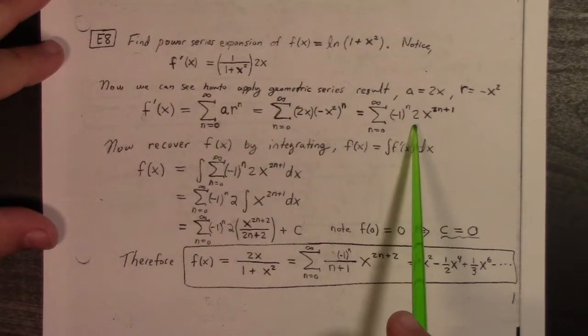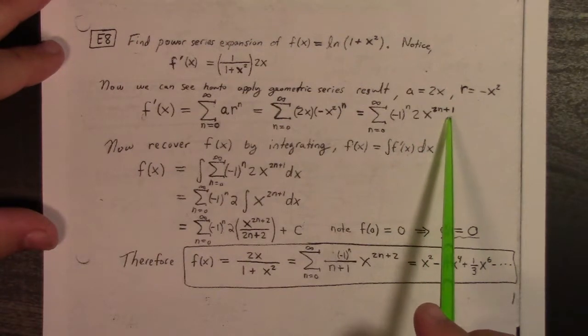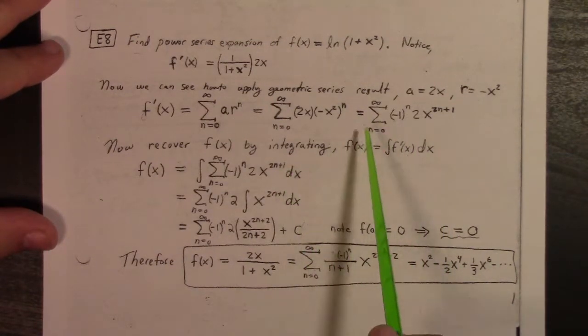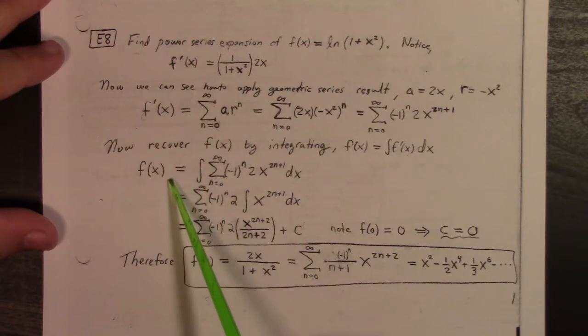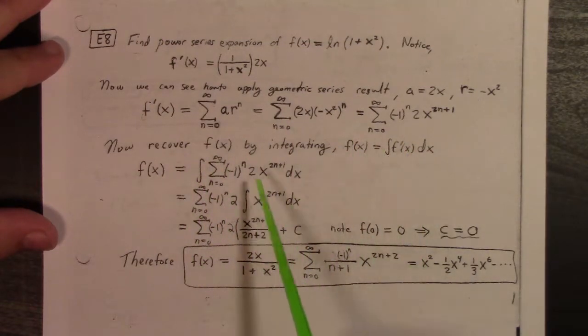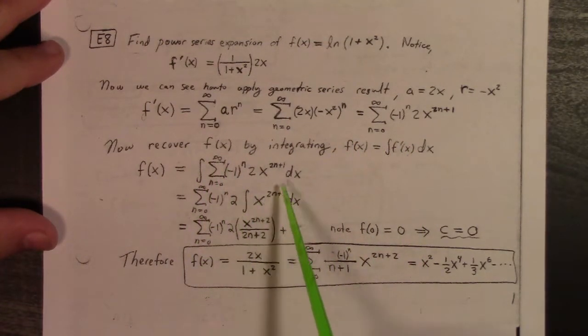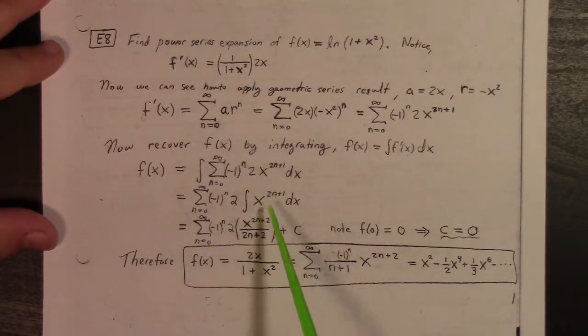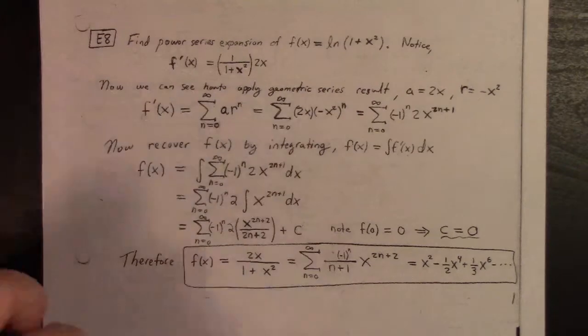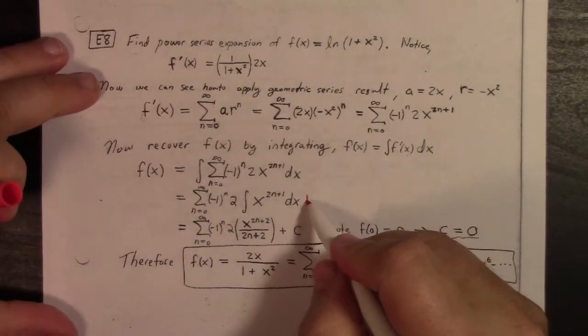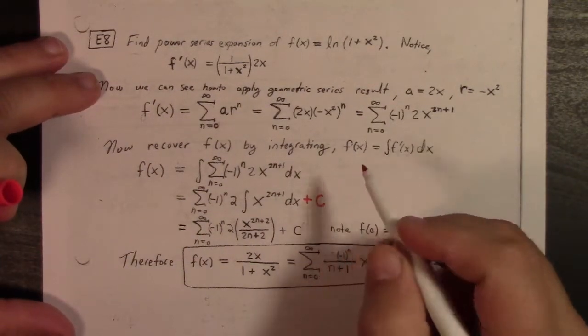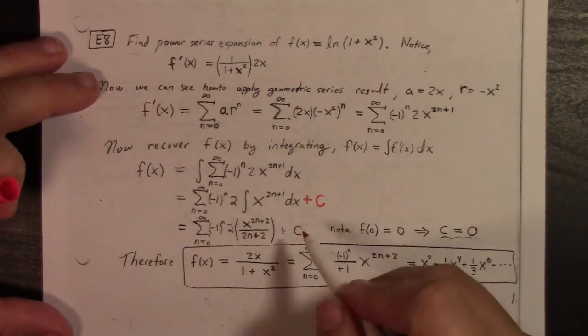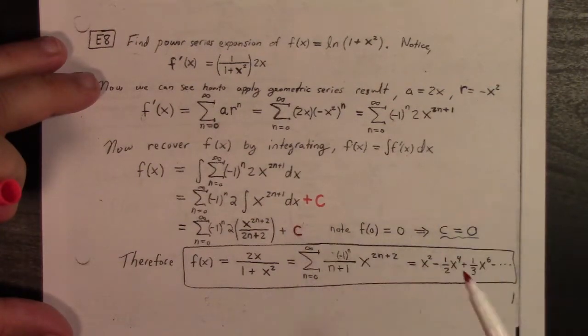So we have minus 1 to the n times 2 times x to the 2n plus 1. And then to get back to f of x, we can integrate the derivative. And so we do that. All right. And term by term calculus, I guess to be fussy, I probably should have plus c here, right? And that same c is down here.